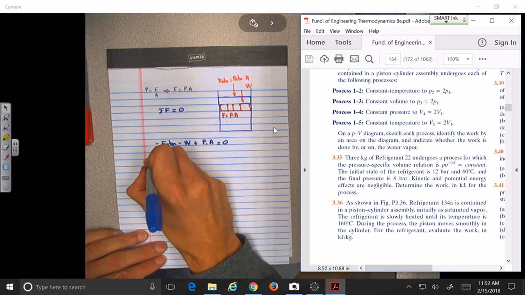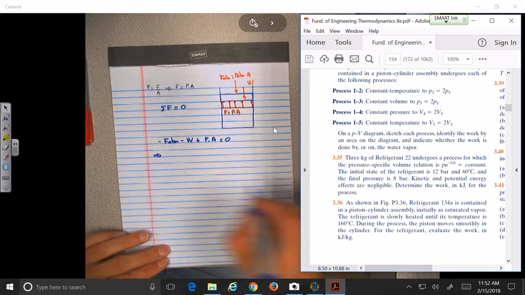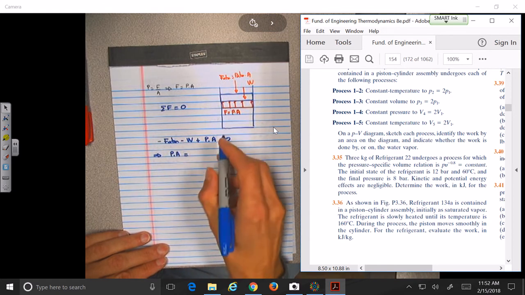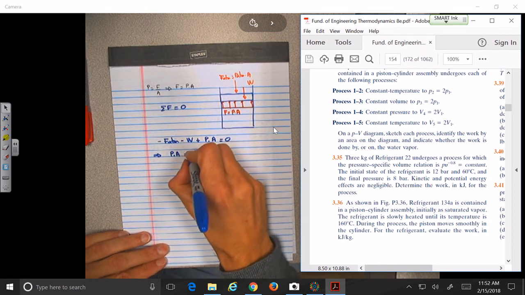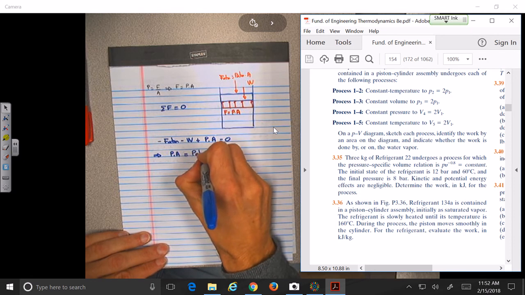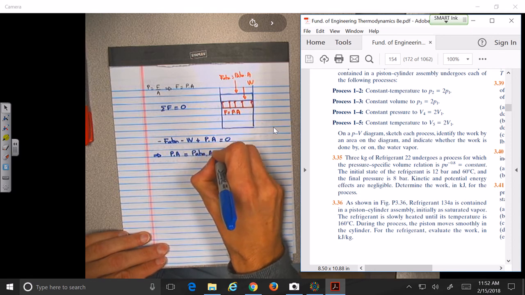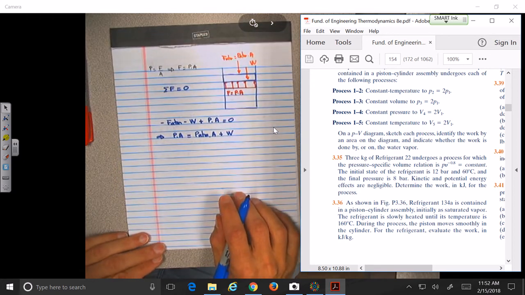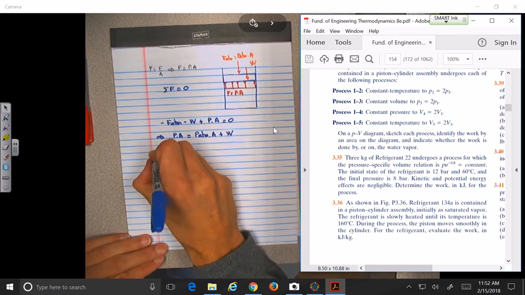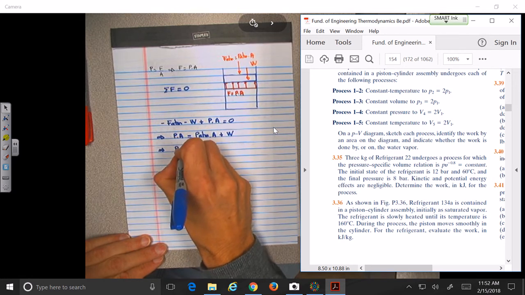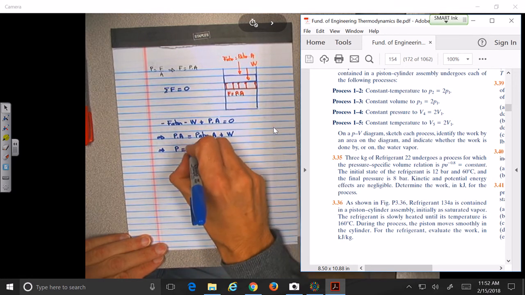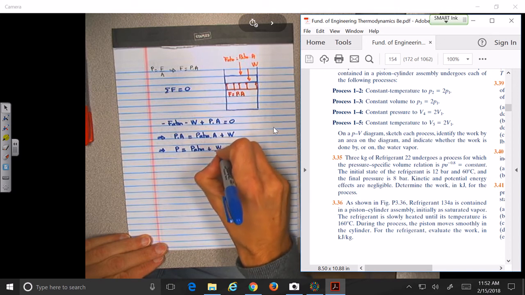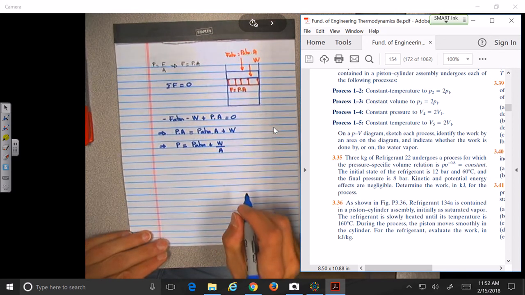Or just rewriting this, what do we have? We have P times A will be equal to what? P atmosphere times A plus the weight. All right? Or P will be equal to what? P atmosphere plus the weight divided by the area.